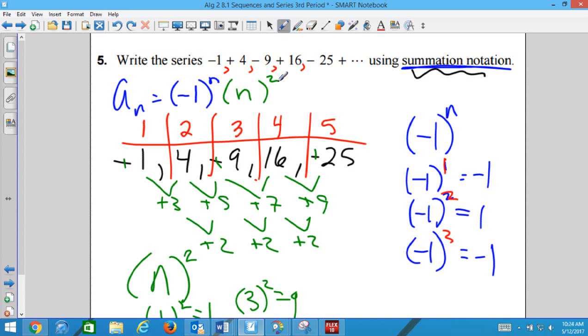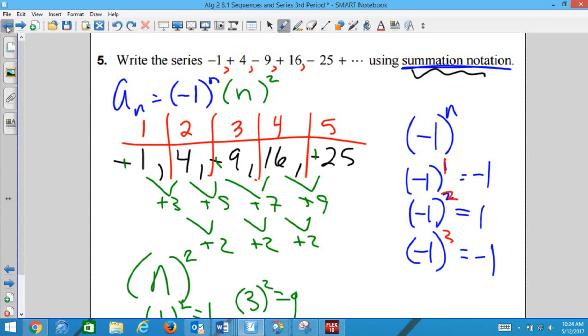So when you have the alternate, it's -1 to the n. But it could be -1 to the n plus 1. Like, it could say n plus 1 here, because if it started with a positive, you would need that to be squared instead of to the first power. So you just kind of have to play around with it. But that is the answer for that one.